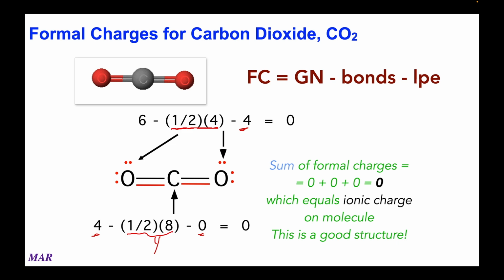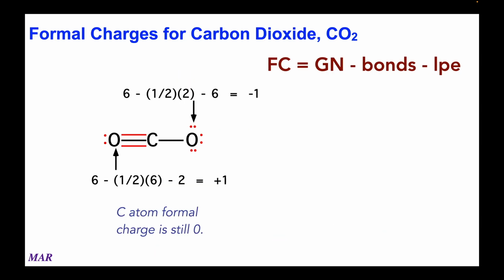This is all zeros, so that means it's a good structure. It should be stable. And why we're doing this is because you can actually draw CO2 with a triple bond. Now, the carbon in the middle is the same electronic environment. All right, group number 4 minus 4 bonds, it's going to be 0. But now the oxygens on the left and the right hand side are different.